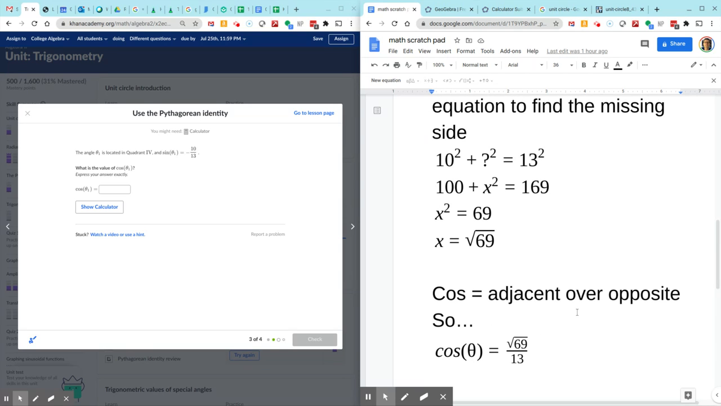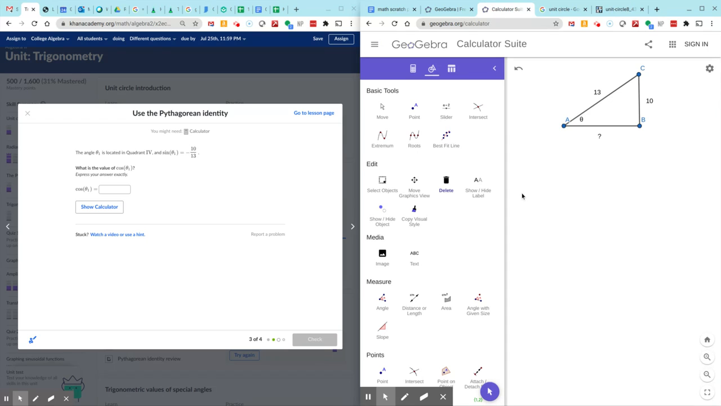So then the cosine is just the adjacent over the hypotenuse. If the adjacent is equal to the square root of 69, the adjacent over the hypotenuse is the square root of 69 over 13.